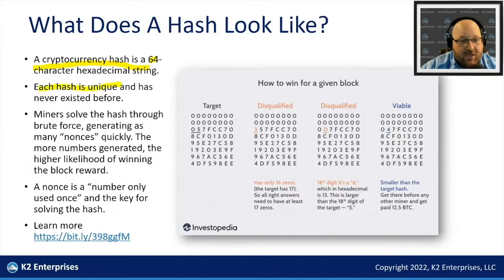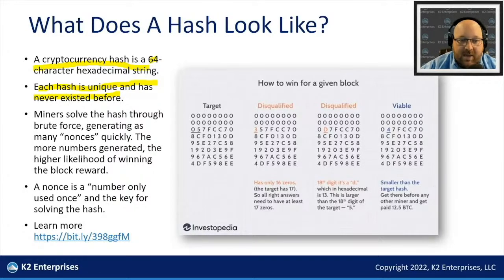And every hash is unique. It's never existed before and never will exist again. That hash is created because of the unique nature of those transactions that are processed, plus some other random data that gets popped in, including dates and times, that plops out this random encrypted value.